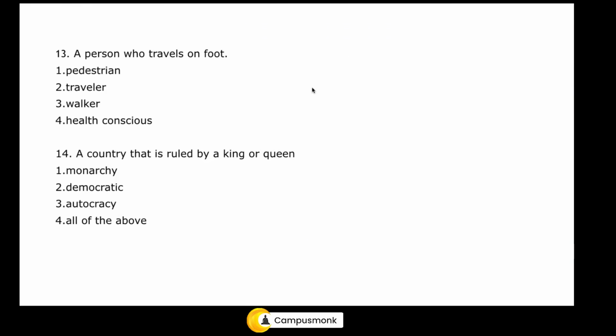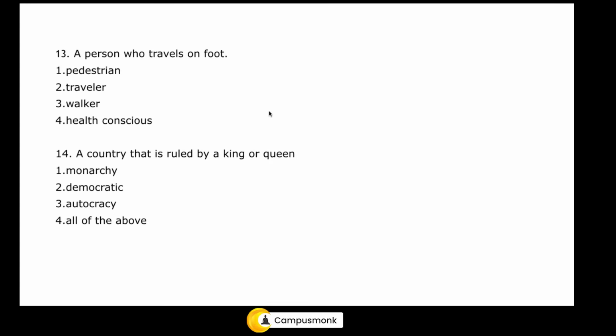Similarly, question number 14, okay? That's again a statement given. You have to find out a single word for it. Alright? Okay. So if you look at the statement, it says a country that is ruled by a king or a queen. Okay? So now see, options are monarchy, democratic and autocracy.